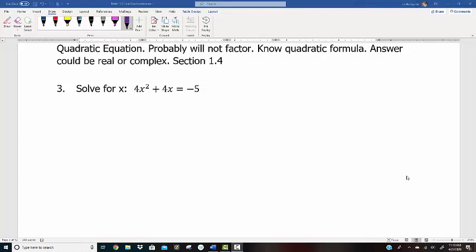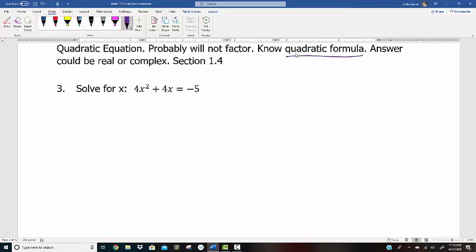Let's talk about solving a quadratic equation that does not factor. Knowing this, we still have to put it in a quadratic form, and then, of course, we're going to use the quadratic formula to answer it. So it's something you have to remember the formula for, but you'll be fine for that.